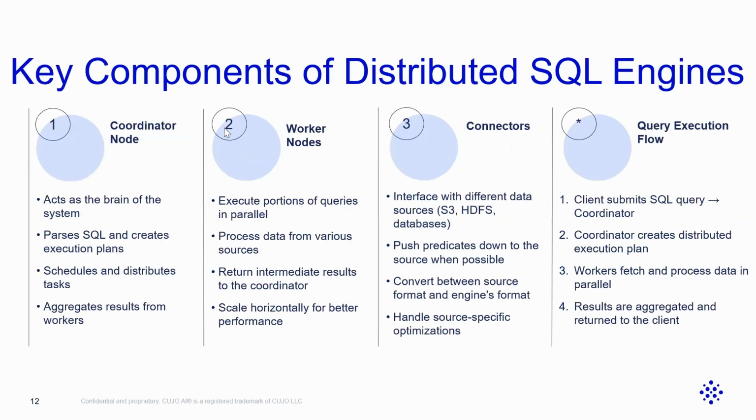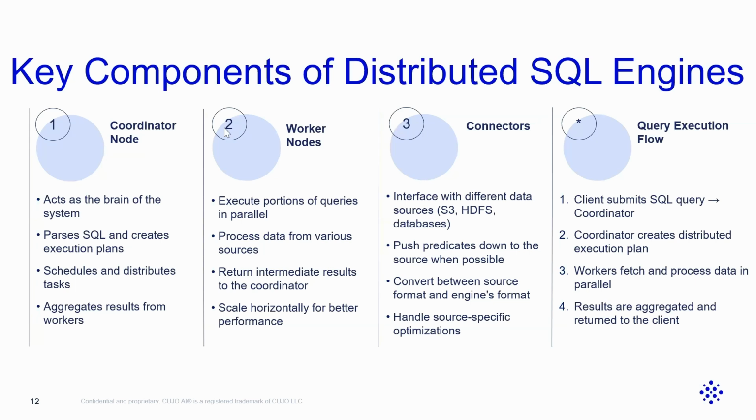The typical structure of distributed SQL engines consists of a coordinator node, worker nodes, and connectors. The coordinator node acts as the orchestrator, which is responsible for parsing the query, creating execution plans, and then scheduling and distributing the corresponding tasks between worker nodes. Then it waits until the workers perform the submitted tasks, and aggregates the results from those workers into the final result.